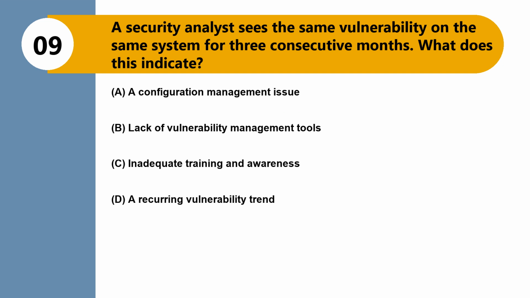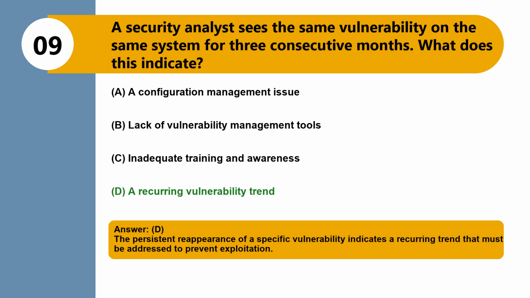What does this indicate? Option A. A configuration management issue. Option B. Lack of vulnerability management tools. Option C. Inadequate training and awareness. Option D. A recurring vulnerability trend. The correct answer is option D, a recurring vulnerability trend. The persistent reappearance of a specific vulnerability indicates a recurring trend that must be addressed to prevent exploitation.